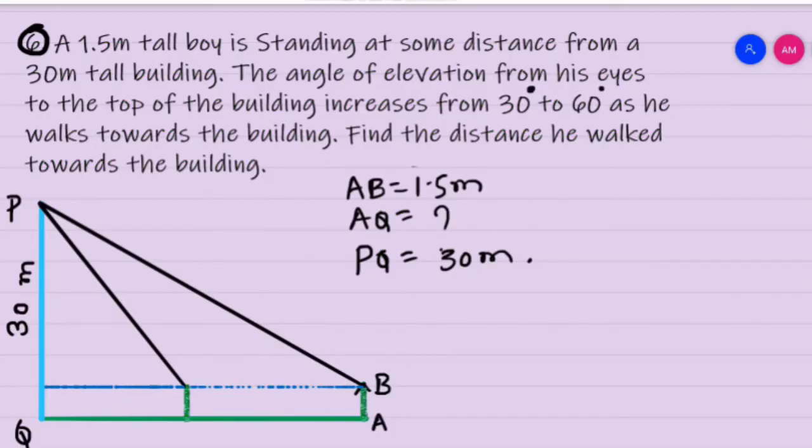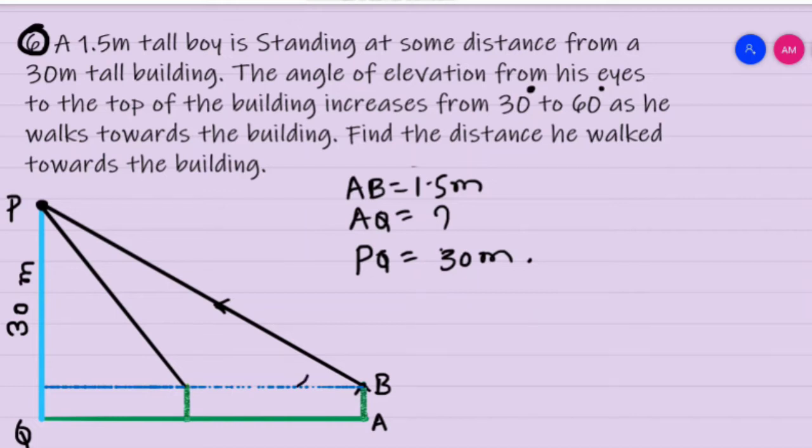Now children, the angle of elevation from his eyes. The eye is here and this is your line of sight, to the top of the building. This P is the top of the building. The angle of elevation to the top of the building increases from 30 degree to 60 degree as he walks towards the building.